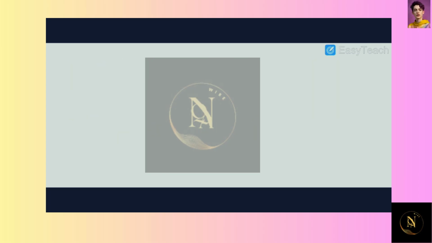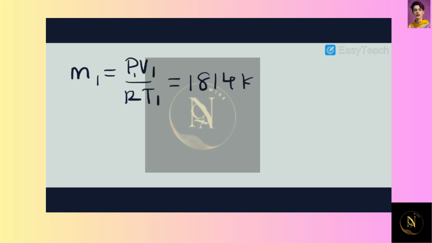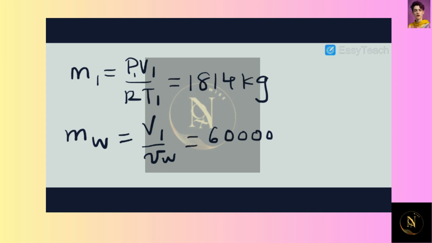Now what we can do is solve for the initial mass of air just by manipulating the ideal gas law. We can say that m1 is equal to P1V1 over RT1, and this gives us an initial mass equal to 1,814 kilograms. We can go ahead and solve for the initial mass of water by using the specific volume of water that we looked up. So this will give us a total mass of water in the initial condition equal to 600,000 kilograms.